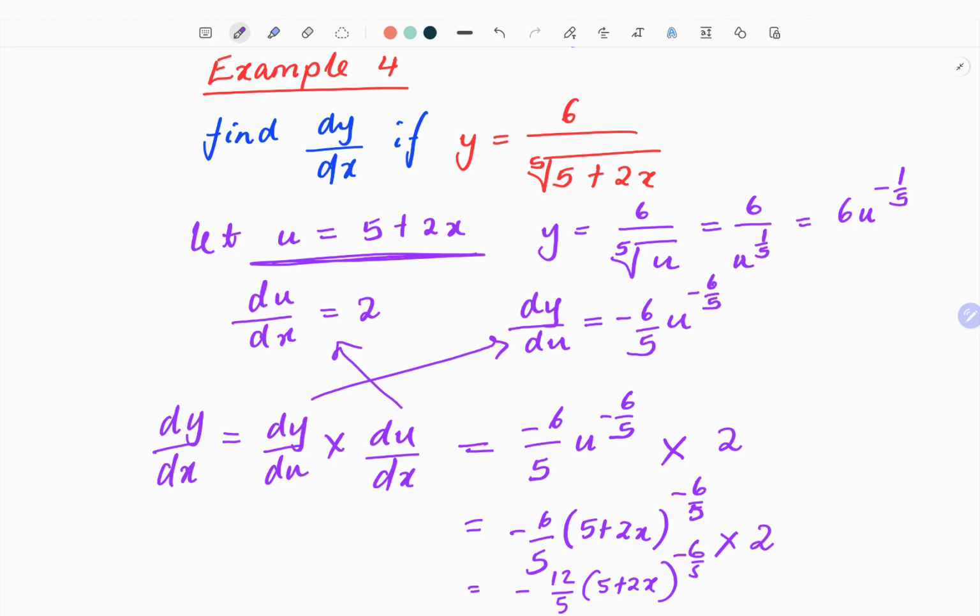And that's how you apply the chain rule in differentiating more complex functions.